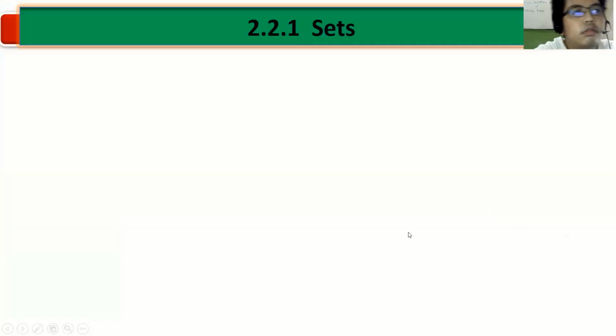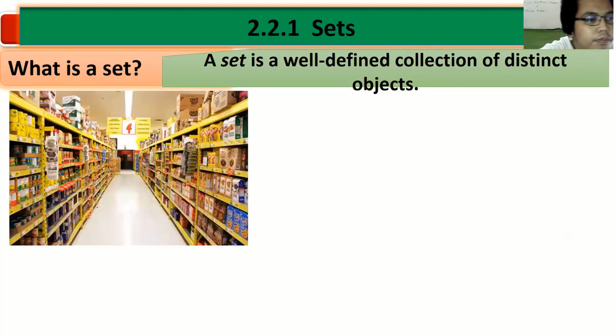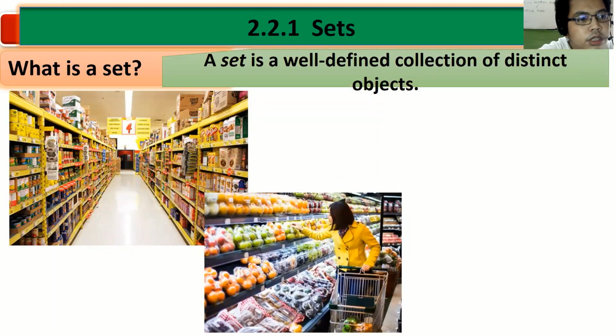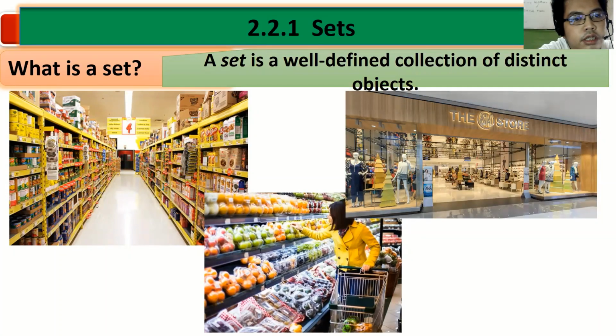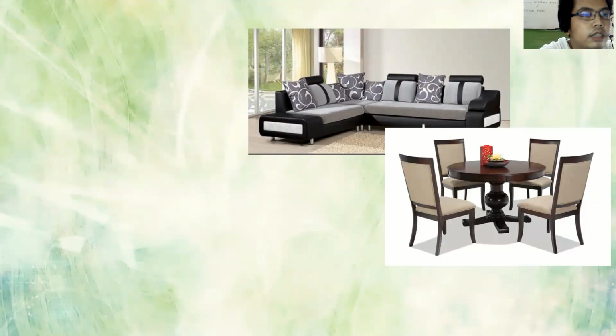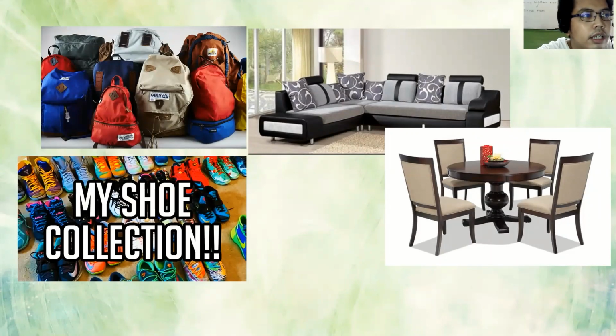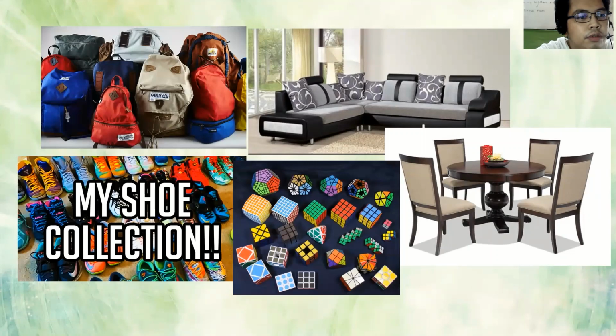Okay, what is a set? A set is just a well-defined collection of distinct objects. So here are some examples. You have a set of goods, then a set of fruits. You also have the set of shopping mall items here. Okay, we also have a sala set, a table set, and a shoe collection set. You also have a bag set. You also have a Rubik's Cube set.